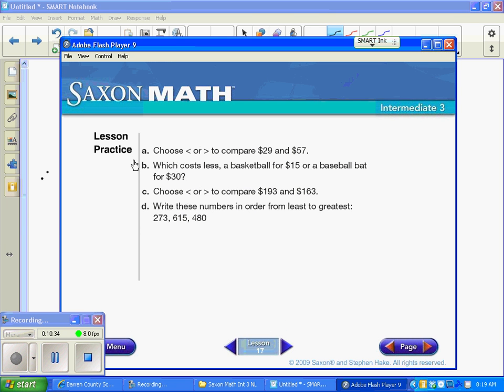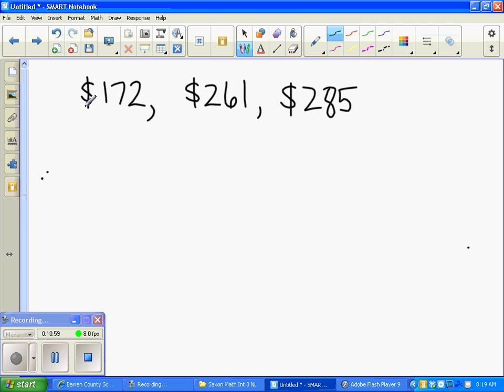We're going to do a few more. A says choose, and how do I read that? What is that sign? Choose less than or greater than to compare $29 and $57. So I'm going to write $29 first because they did it, okay? 29 and 57, is that right? What symbols should go in here?